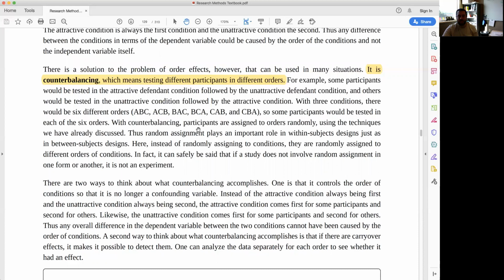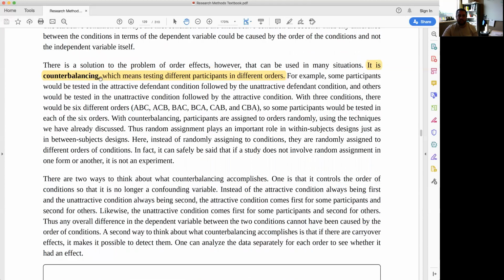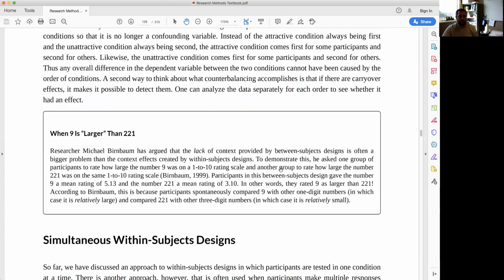There's counterbalancing squares out there that are just kind of fun and kind of shortcuts to figure out where participants should go based upon how many different conditions you have. But again, key takeaway for counterbalancing, it's supposed to reduce order effects and practice effects.